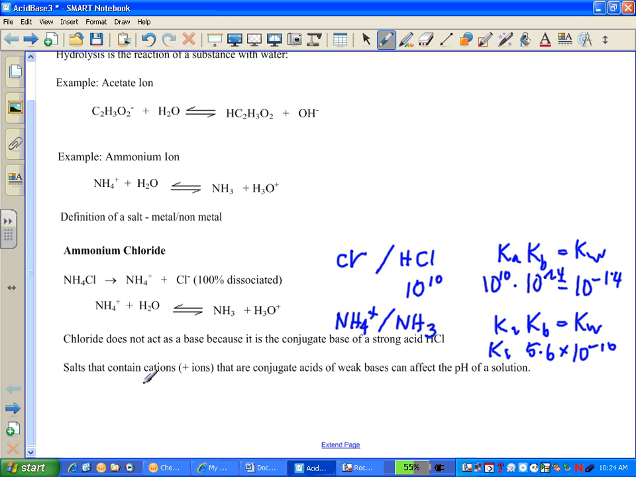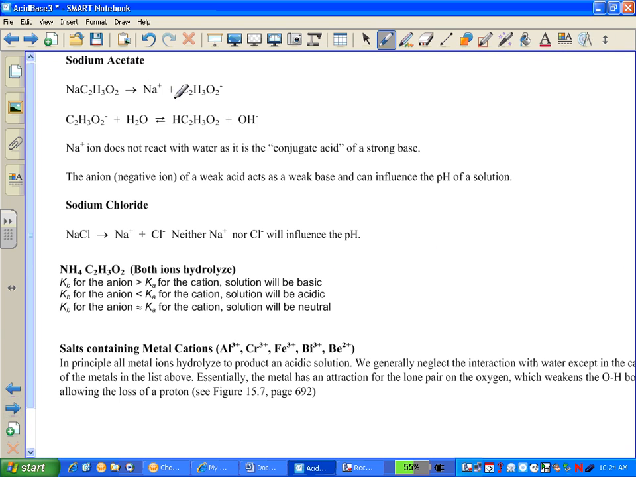Now what you're going to find is that if you can rule out ions that don't affect the pH and you're left with a cation, the cations act as weak acids, okay? And anions tend to act as weak bases. Okay, so let's look at sodium acetate. This is a salt, so it consists of a cation and an anion to produce Na+ and the acetate ion in solution.